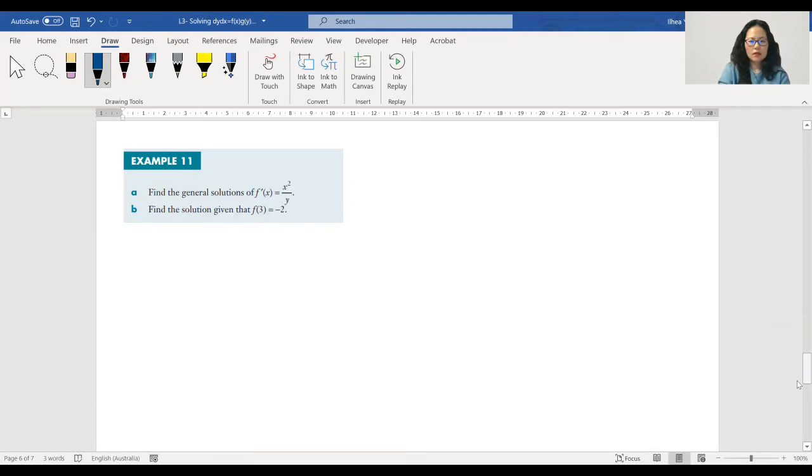So let's have a look at A. So f dash x, I can change that to dy dx equals x squared over y. Okay, I'm going to change it so all the y's are on the left hand side, all the x's on the right hand side. So I'm going to do it straight away.